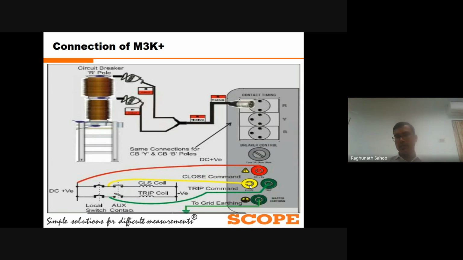Same thing here in the breaker control connector itself, 3 cables, but here we are giving separate cables for red, yellow, blue color marking. That is, red color is DC positive, yellow color is close command, green color is trip command, and lastly the master earthing to the grid earthing. Same thing also mentioned here, close coil and trip coil to execute the command.